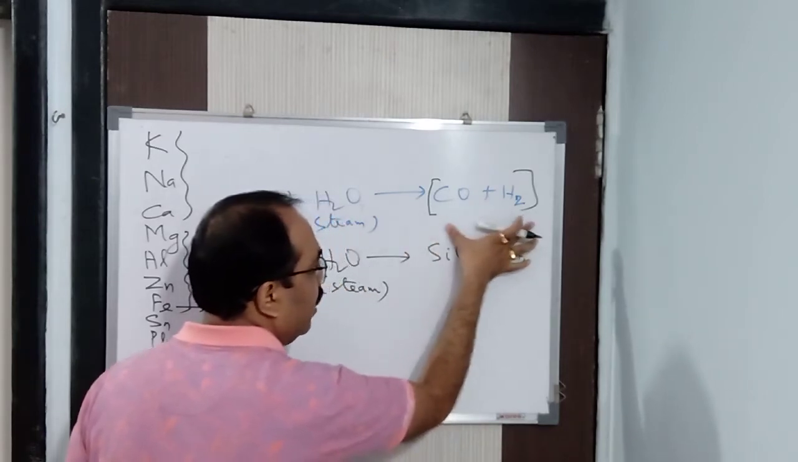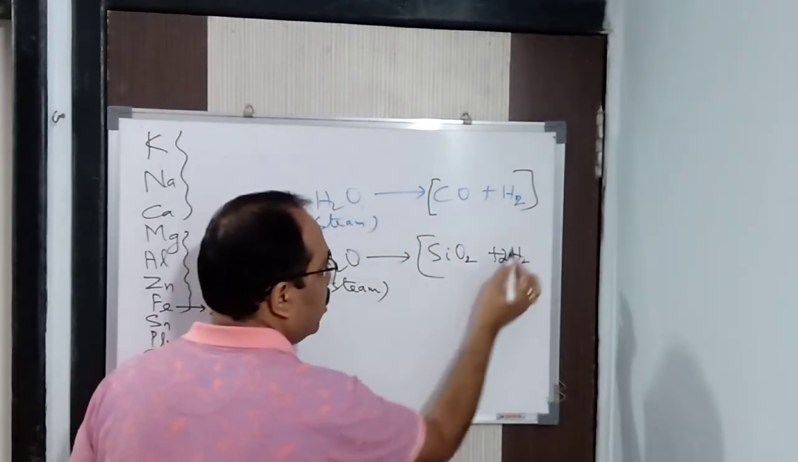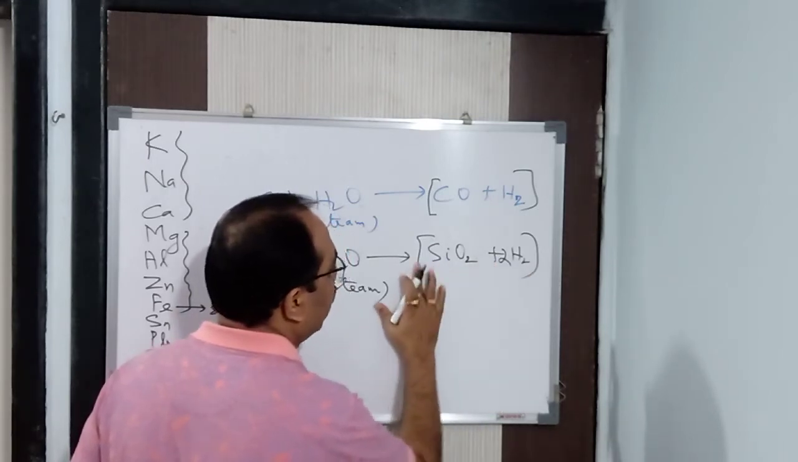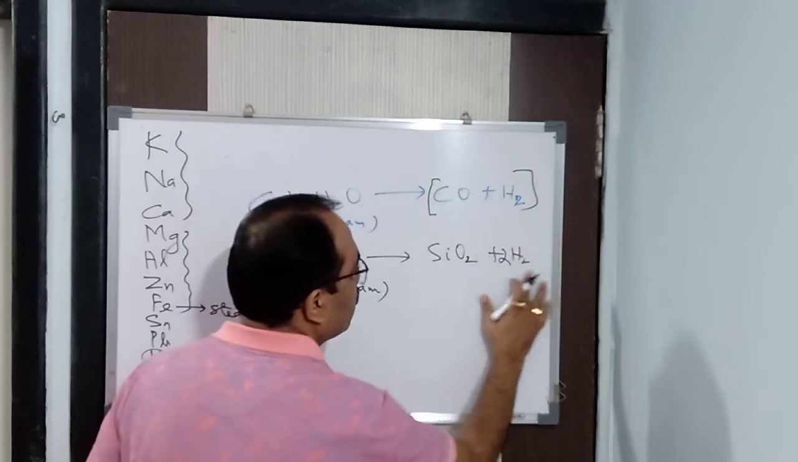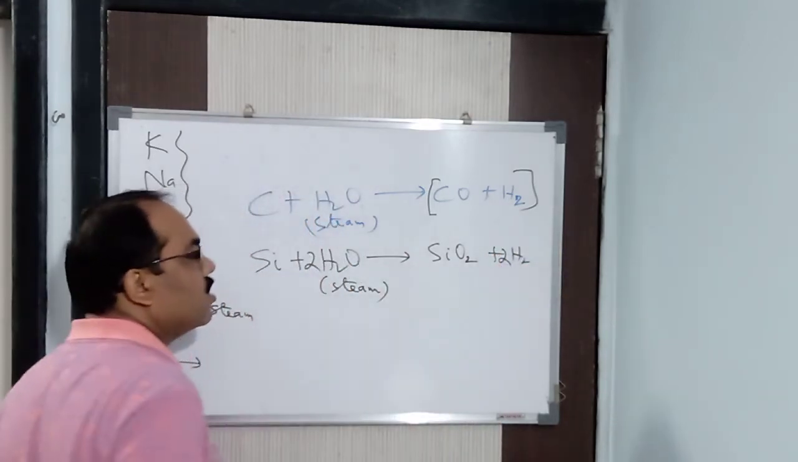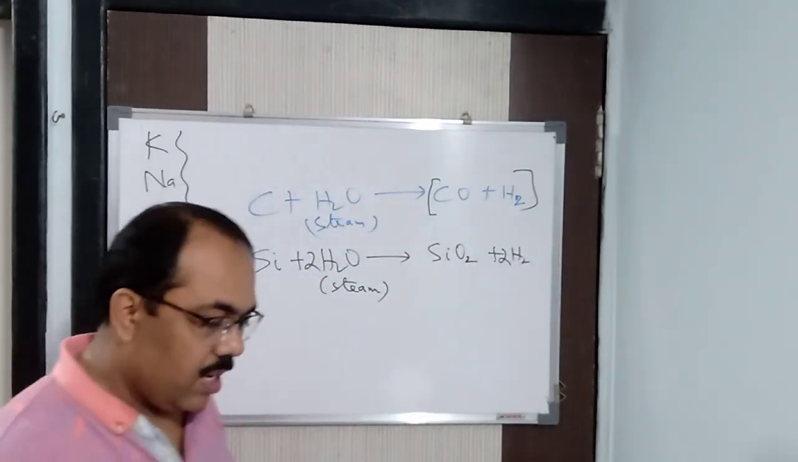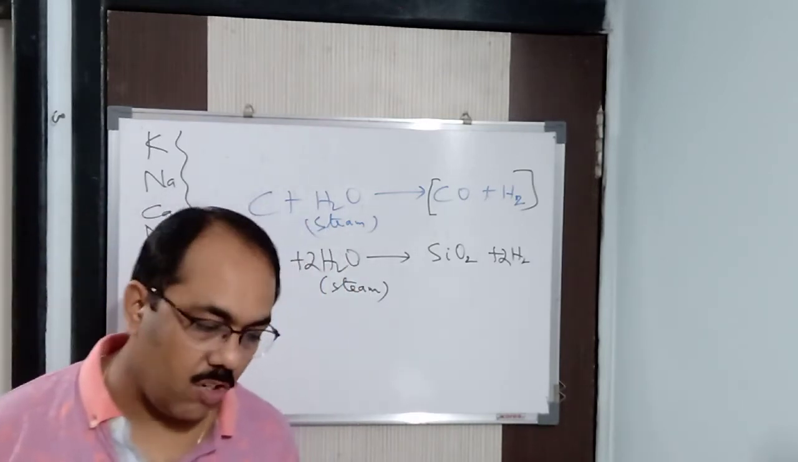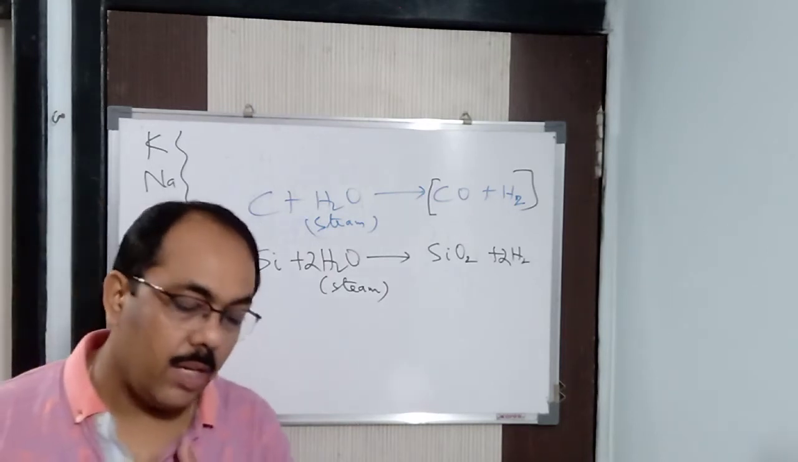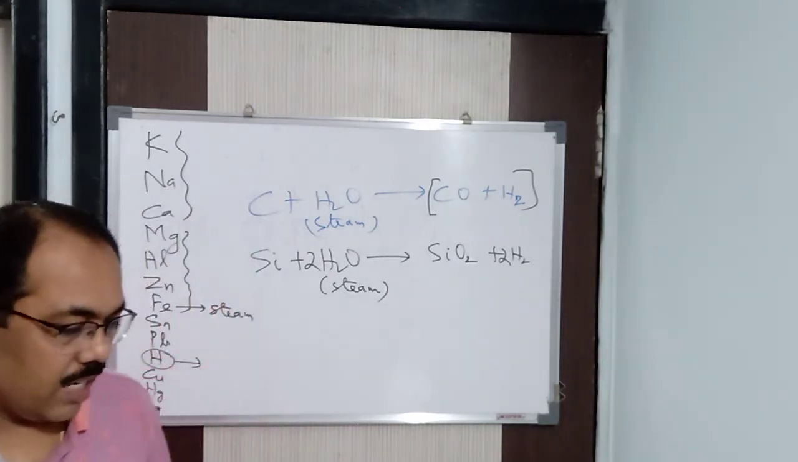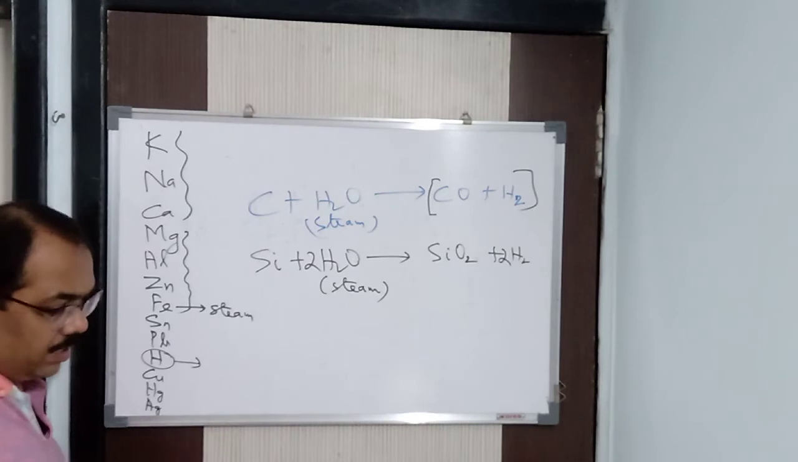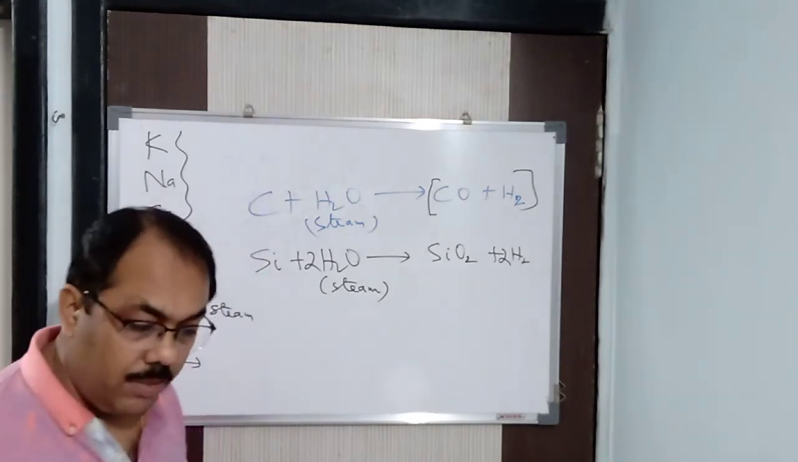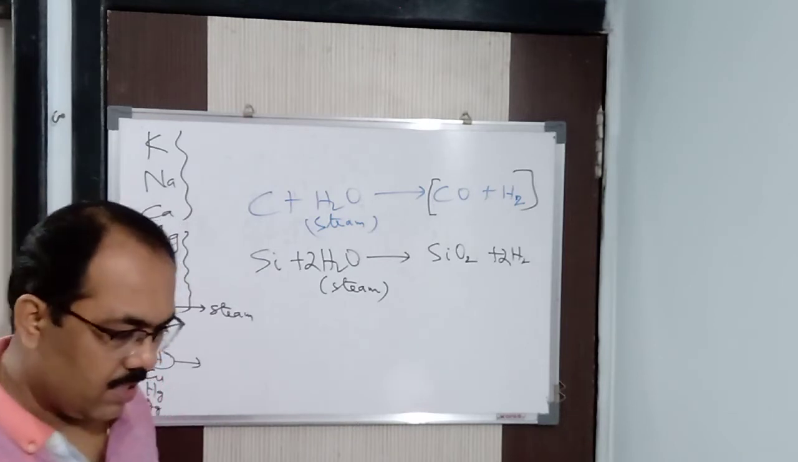Here I put a square bracket because together it is called water gas. But initially I put it, now also I am putting it, but it is not required. Why? Because SiO2 and H2 are collected separately. So I no need to put the square bracket here. Alright, so in this way, from non-metals also we can prepare hydrogen. Clear? So in this way, metals and non-metals react with cold water, hot water, and steam to give you the hydrogen gas.